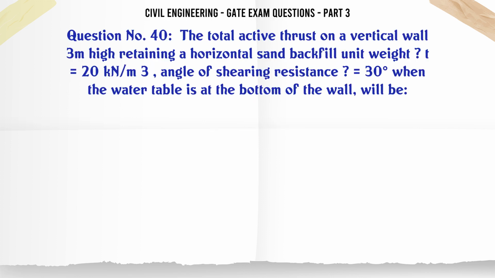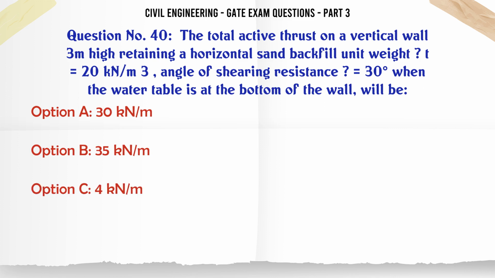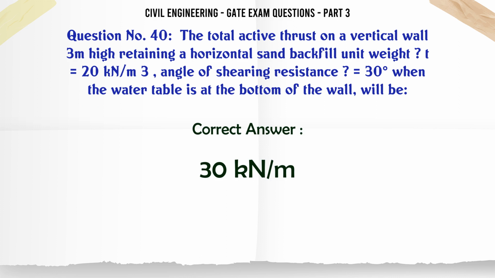The total active thrust on a vertical wall 3 m high retaining a horizontal sand backfill of unit weight γ = 20 kN/m³ and angle of shearing resistance 30°, when the water table is at the bottom of the wall, will be: A. 30 kN/m, B. 35 kN/m, C. 40 kN/m, D. 45 kN/m. The correct answer is 30 kN/m.